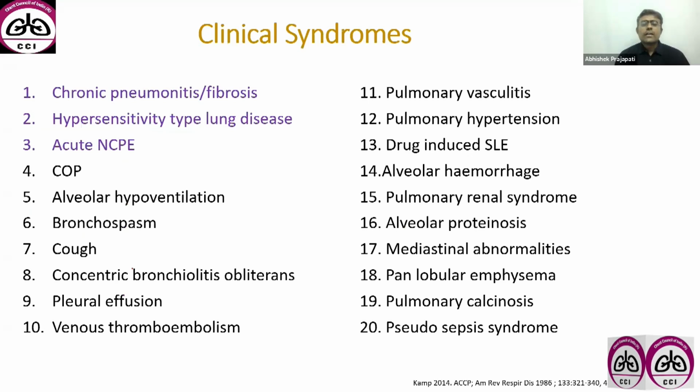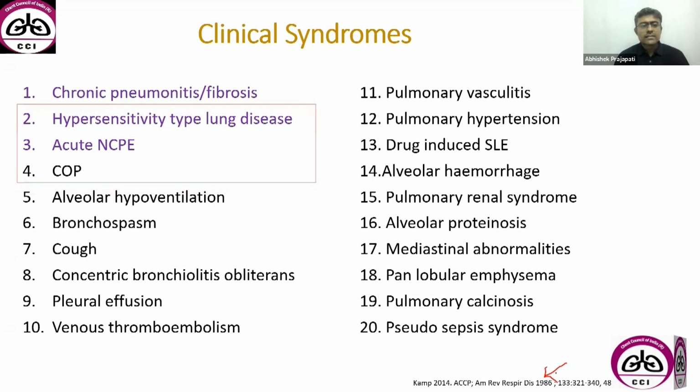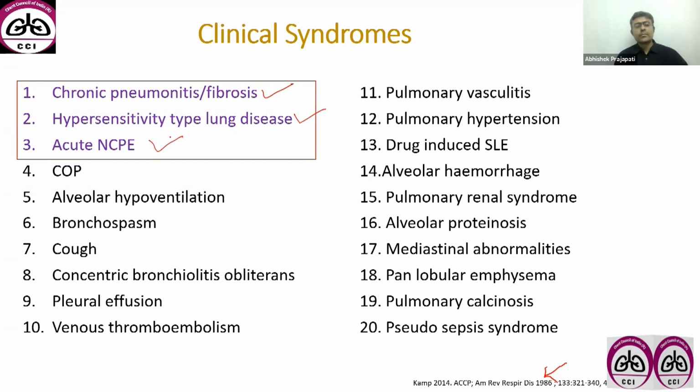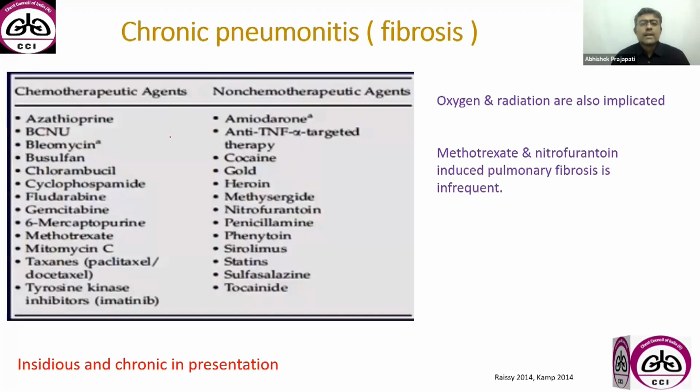Now, if we talk about the clinical syndromes that drug-induced lung injury may cause, in 1986 it was published in the literature, and 20 types of clinical syndromes were mentioned. The first three mentioned syndromes were the most common: chronic pneumonitis or fibrosis, hypersensitivity-type lung disease, and acute non-cardiogenic pulmonary edema, followed by organizing pneumonia, hypoventilation, bronchospasm, and so forth.